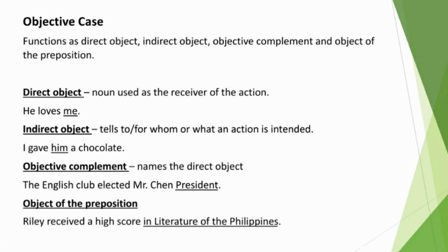Objective complement. When we say objective complement, it names the direct object. Example, the English club elected Mr. Chen president. So the objective complement complements the name Mr. Chen. The objective complement here is the president.